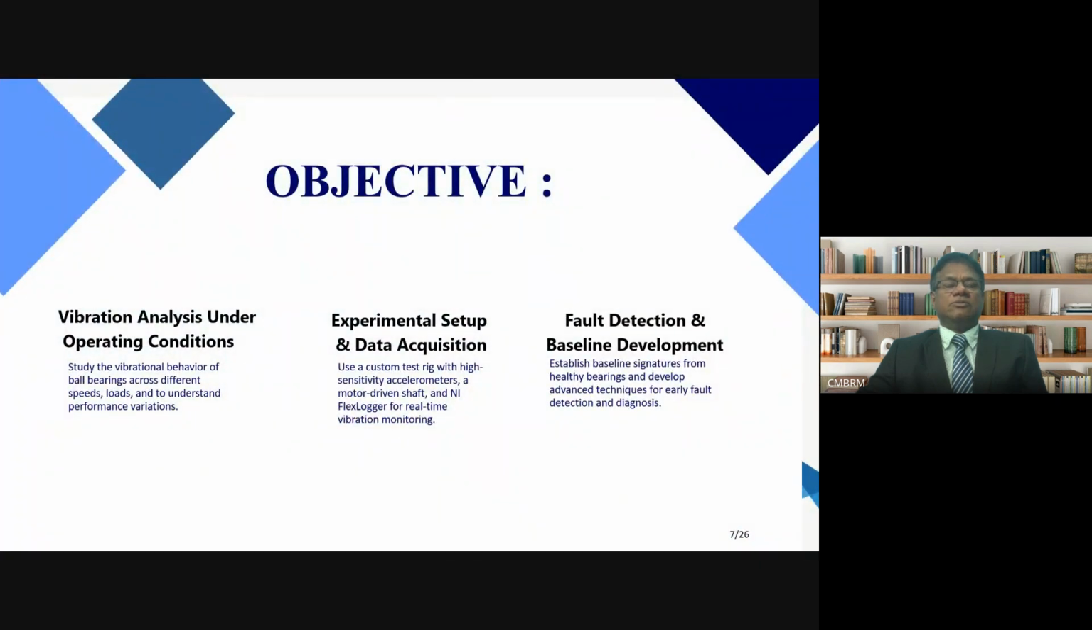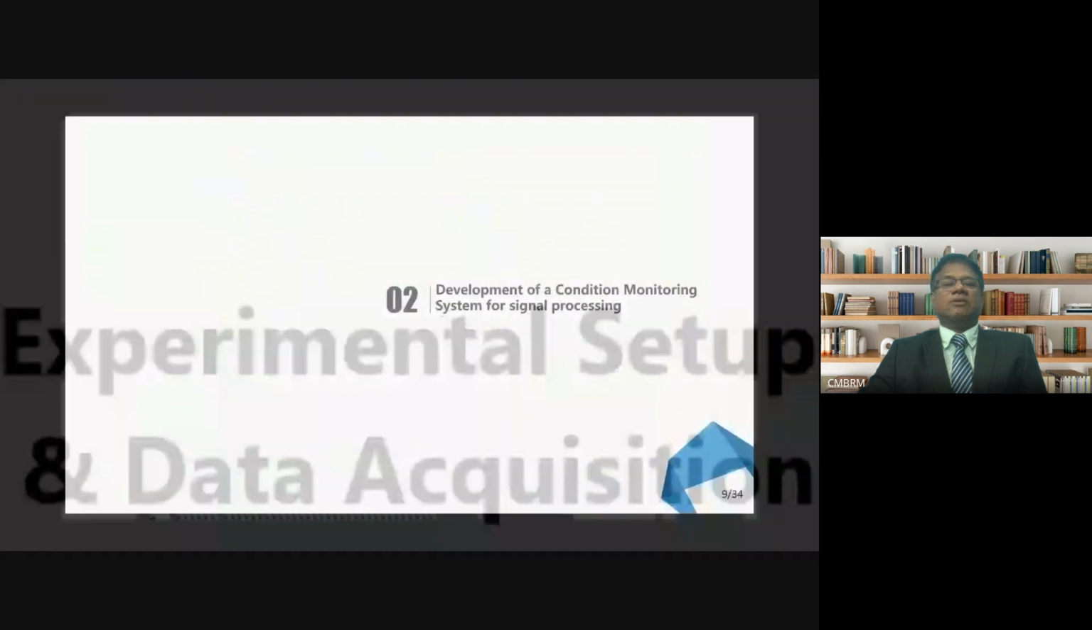So how do we fulfil this objective? What we have done is vibration analysis under operating conditions, studying the vibration behavior of the ball bearing across various speeds and load conditions and understanding the performance variation. We made an experimental setup and data acquisition system using a custom testing rig with a high-sensitivity accelerometer, a motor-driven shaft, and a real-time vibration monitoring and logging system. The fault detection baseline is the established baseline signature from the healthy bearing, and we develop advanced techniques for earlier fault detection and diagnosis.